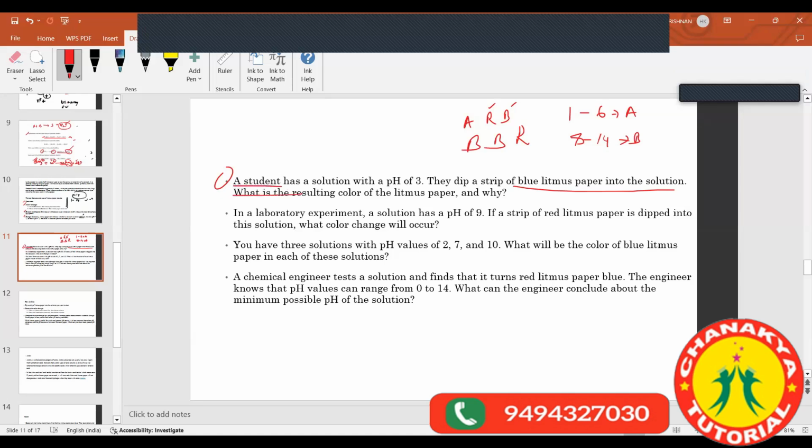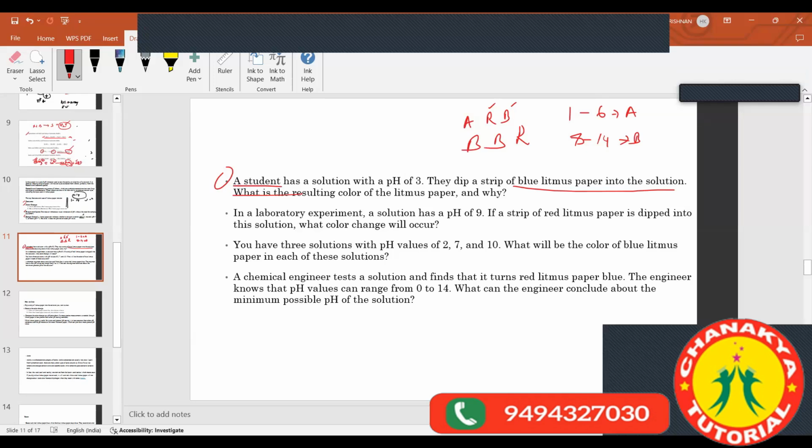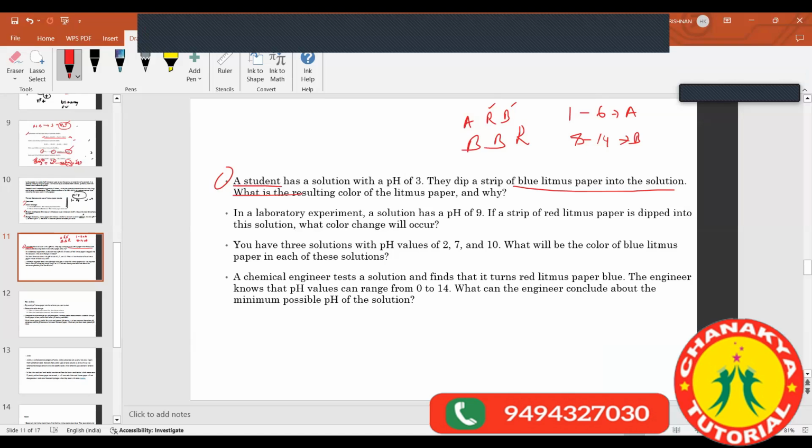Ma'am, for the second one, the red litmus paper turns into blue because it has a pH of 9 and it's a base. Ma'am, even if it has a pH of 3, if we keep a red litmus paper, it'll turn blue. So it's the same for acid and base.